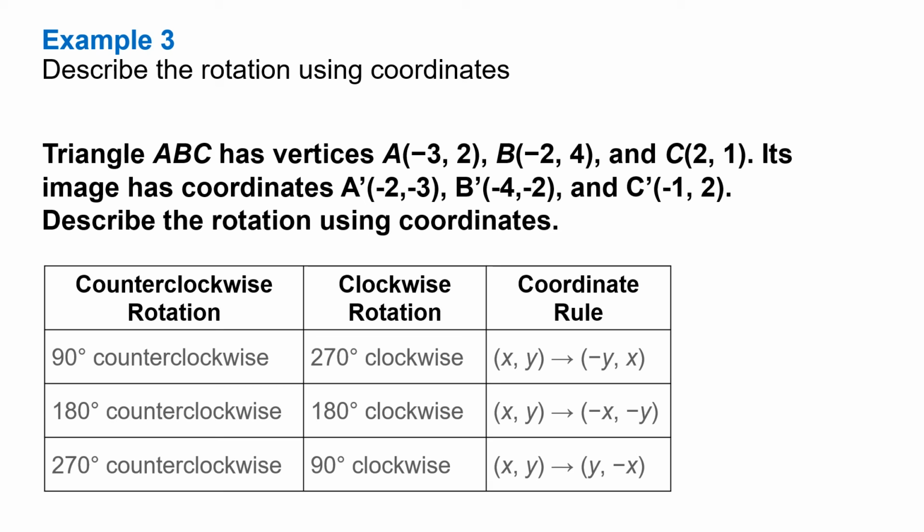So which rule is that an example of? Well, my x and y switch places, and my y coordinate becomes the opposite sign. So this rotation is a rotation of either 90 degrees counterclockwise or 270 degrees clockwise. And the rule that I'm going to write as coordinates is (x, y) transforms to (-y, x).